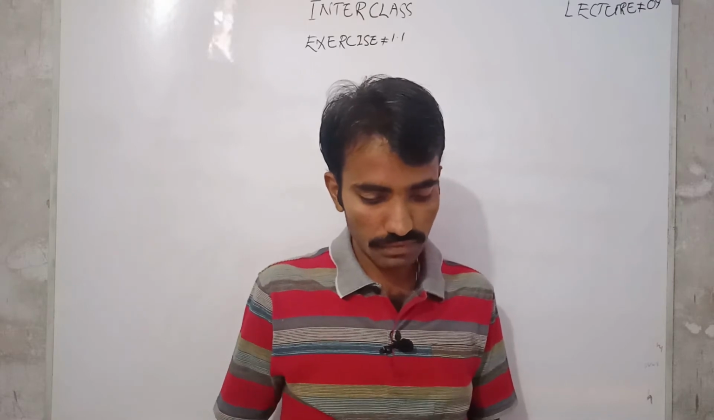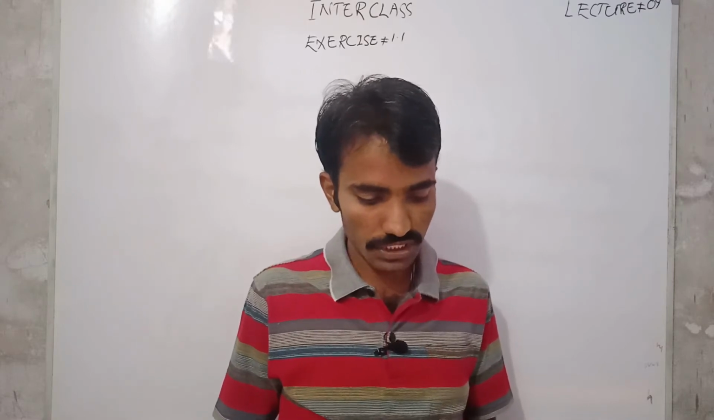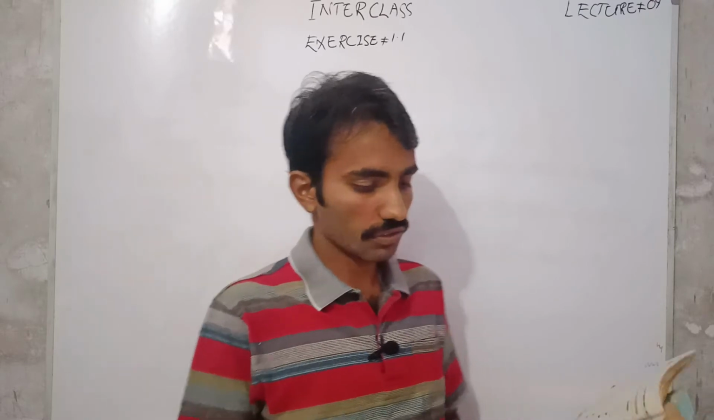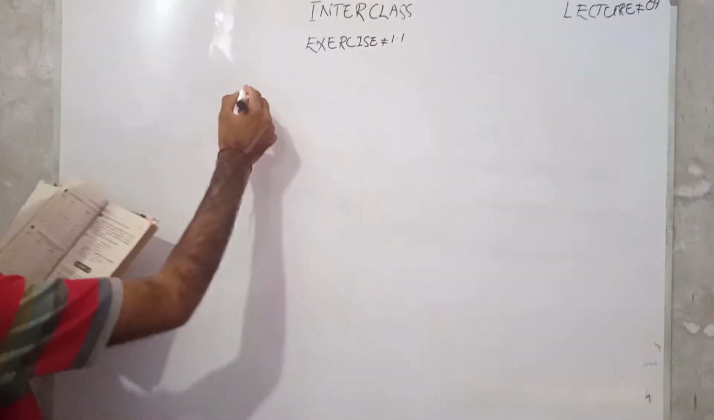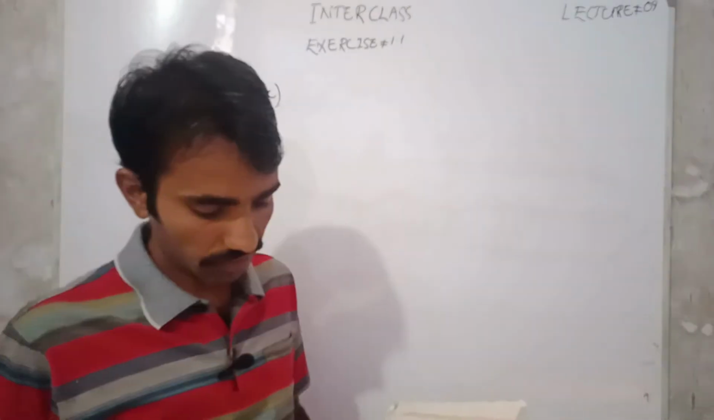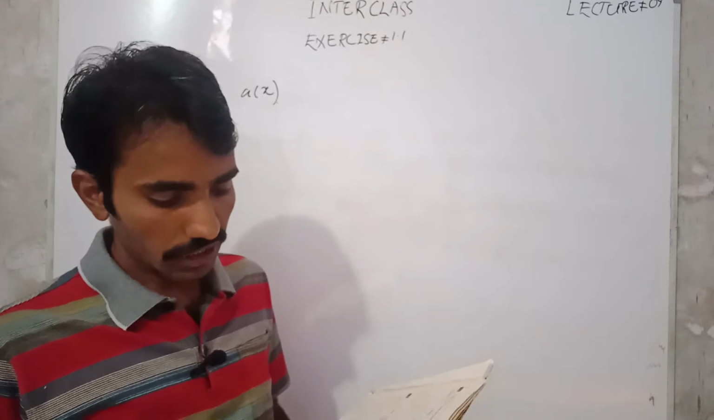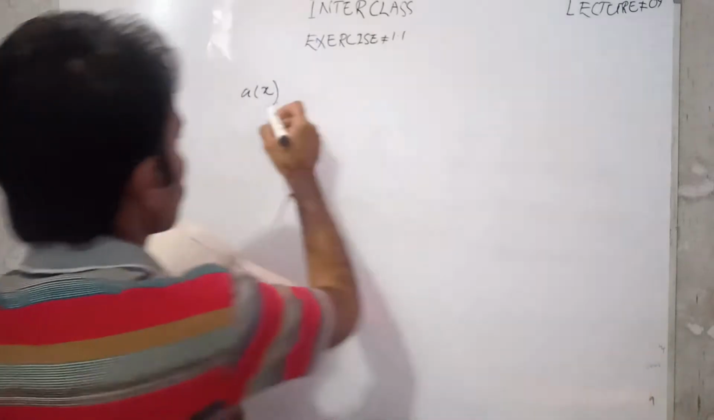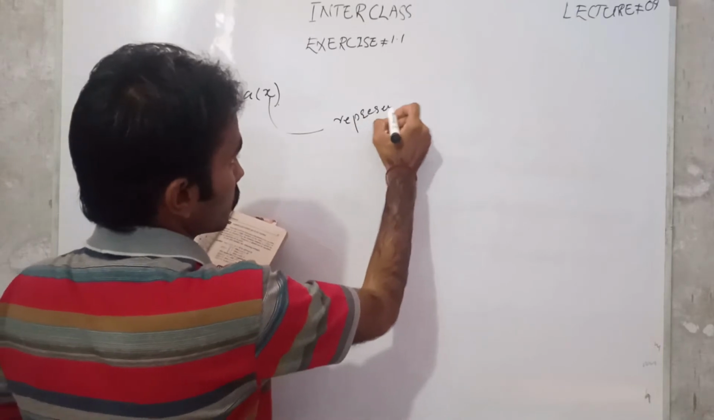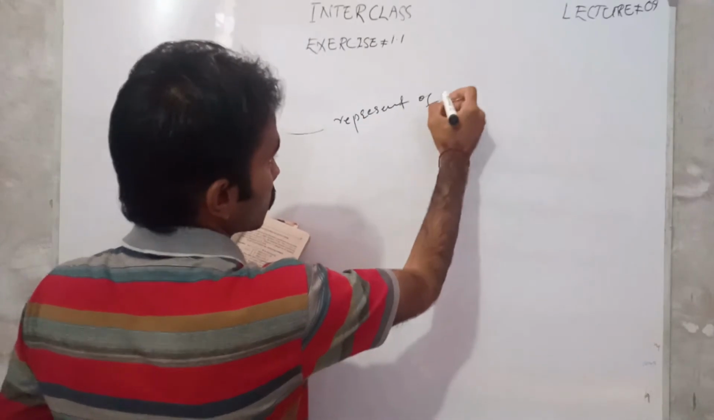Let A be the set of all students in a class. For each x belongs to A, let A of x denote the age of x. So A of x is what we call an expression, denoting the age of x.